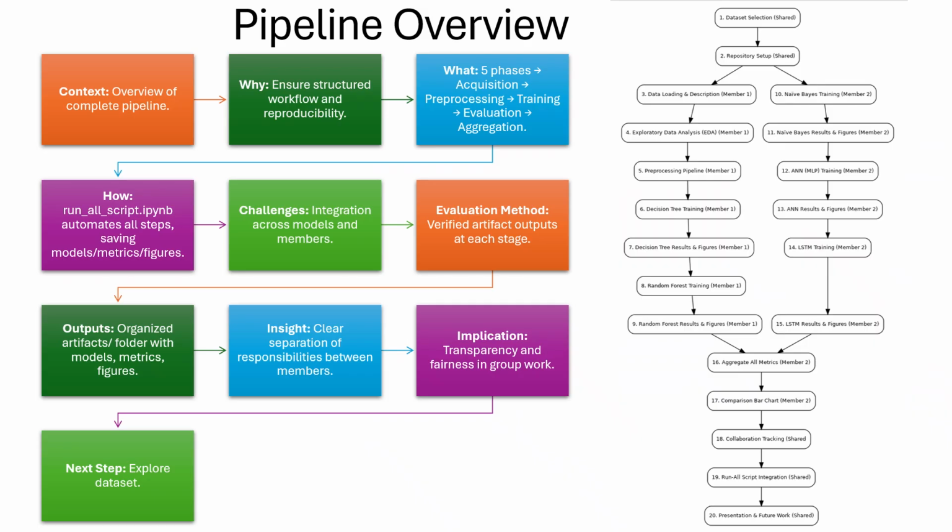This slide outlines our full pipeline. We structured the work into 5 phases: acquisition, pre-processing, training, evaluation, and aggregation. To ensure reproducibility, we automated all steps using the run all script, which generated models, metrics, and figures. Clear division of tasks between members allowed transparency, with member 1 handling pre-processing and traditional models and member 2 focusing on Naïve Bayes and deep learning. This workflow ensured rigorous evaluation at each step.